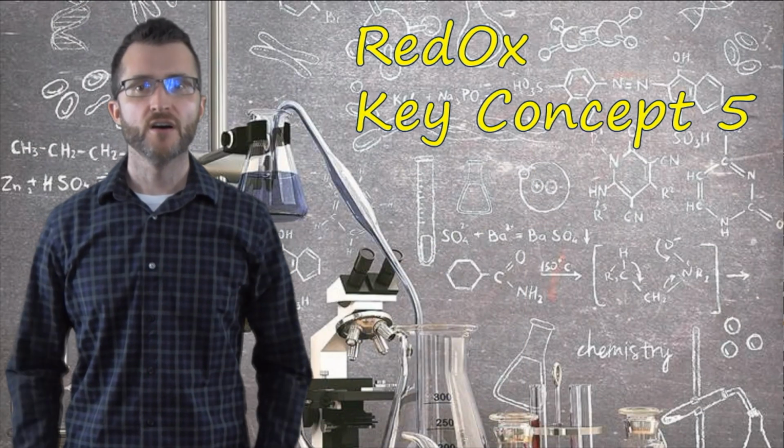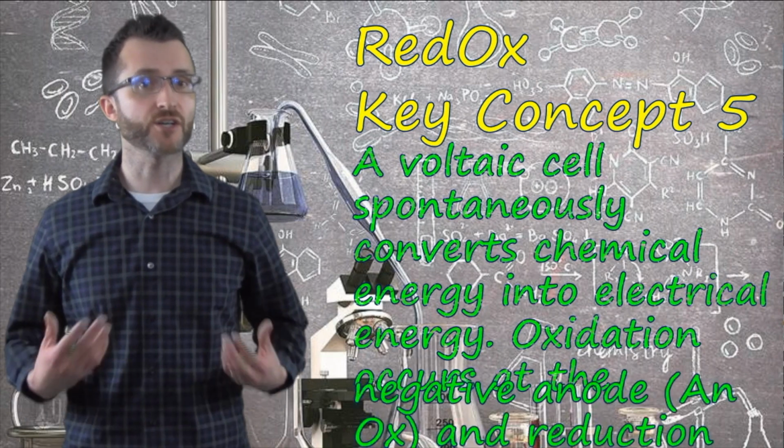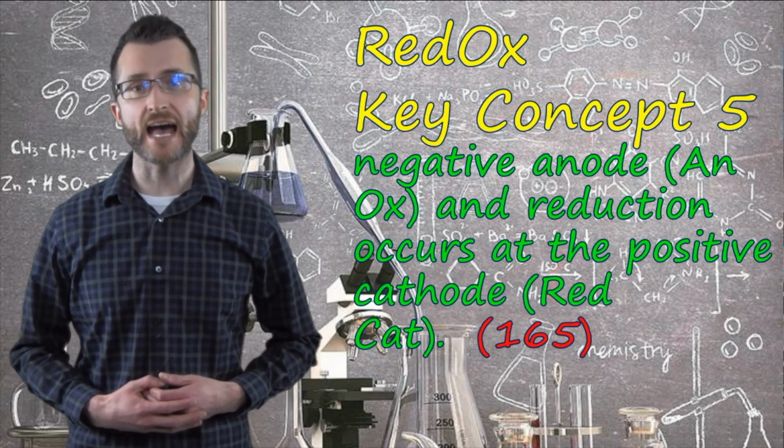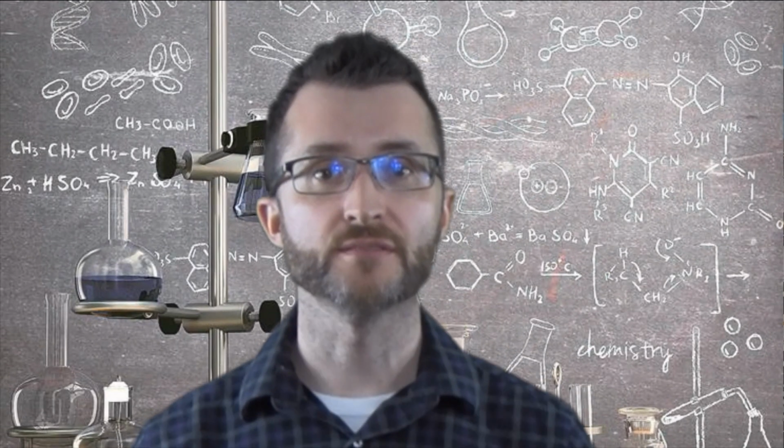RedOx Key Concept 5. A voltaic cell spontaneously converts chemical energy into electrical energy. Oxidation occurs at the negative anode, AN OX, and reduction occurs at the positive cathode, RED CAT. Taking a look at a voltaic cell, we can see that electricity is generated by the chemical reaction. The voltmeter does not create any electricity of its own. Instead, it simply measures the voltage that is produced. The anode is where oxidation occurs. Electrons are lost. We can remember this by AN OX, anode oxidation. The cathode is where reduction occurs. Electrons are gained. We can remember this by RED CAT, reduction, cathode.